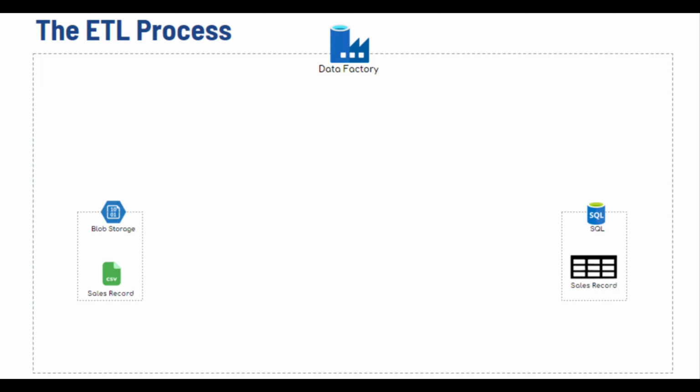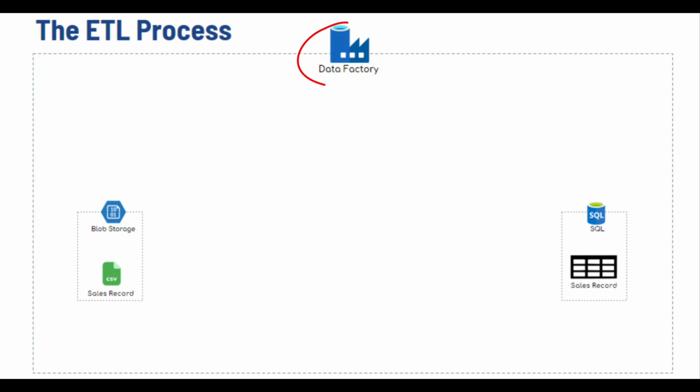In this diagram, you can see that we have the blob storage over here, which contains a CSV file for the sales record. And on the other hand, we have the SQL database table for the sales record. Both of them have the same schema. We have already seen how you can create a storage account and upload some files over there. In our case, we uploaded this sales record CSV file. Then we saw how you can create a database in Azure SQL and create a table over there. So we have a sales record table in the SQL database.